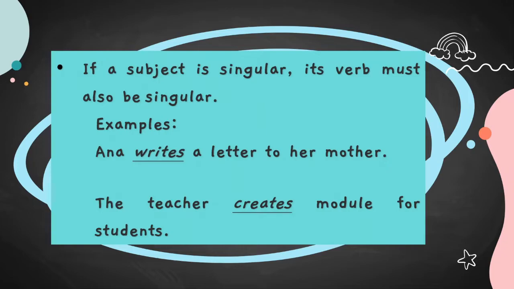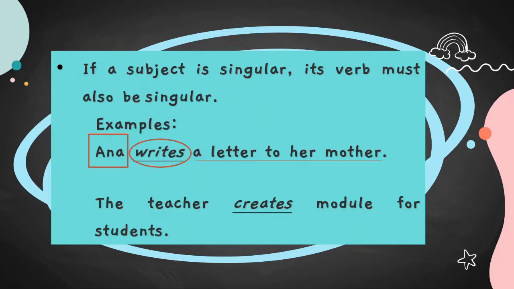We have noticed that both verbs given in these two sentences have letter S. The subject in number 1 is Anna. The verb is write. Now, the verb is provided with S because the subject is only one. This is called the S form. When the subject is singular, the verb must also be singular.